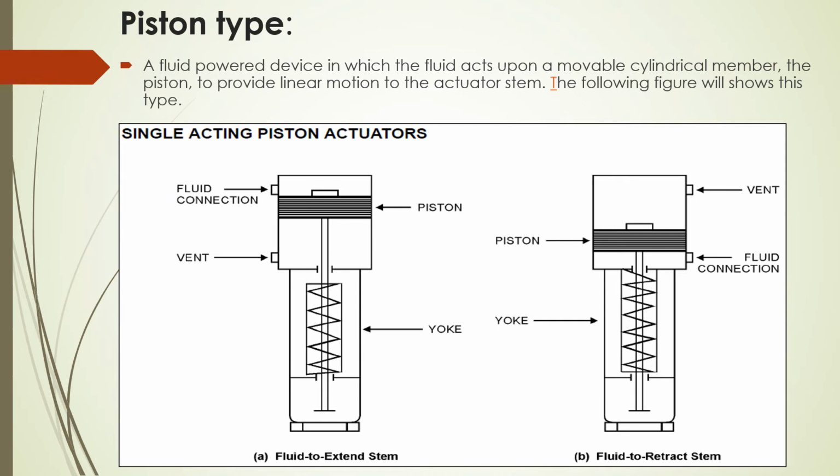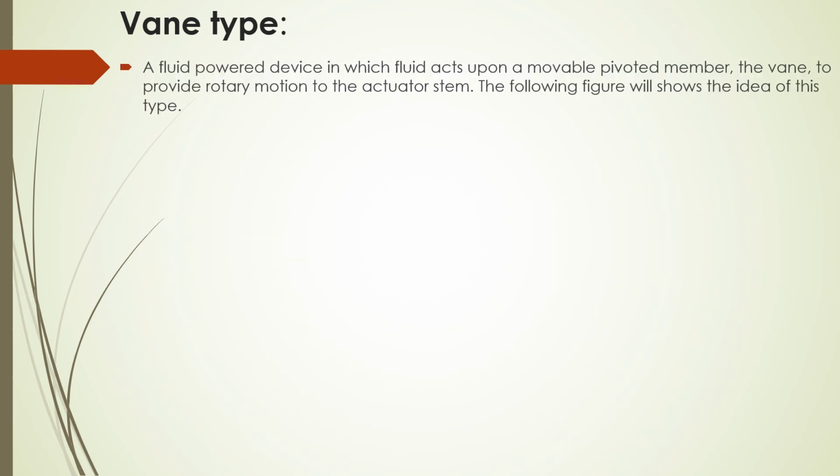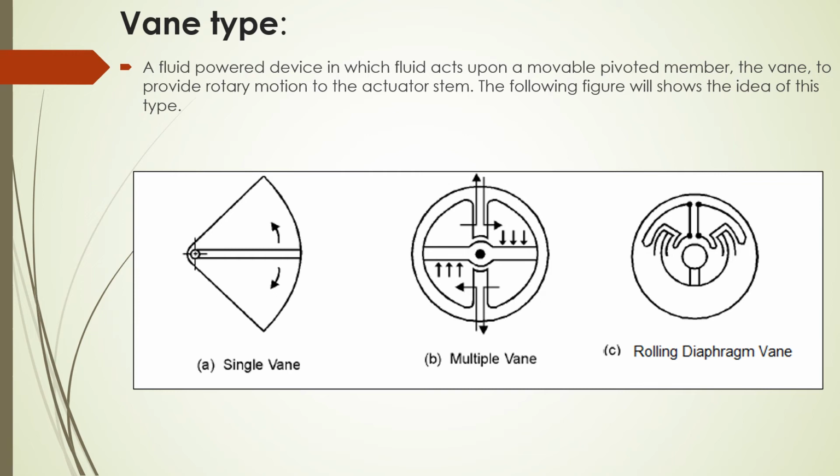Piston type. A fluid powered device in which the fluid acts upon a movable cylinder. Vane type. A fluid powered device in which fluid acts upon a movable vane member, to provide a rotary motion to the actuator stem. The following figure will show the idea of this type.